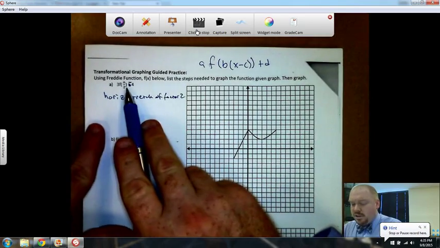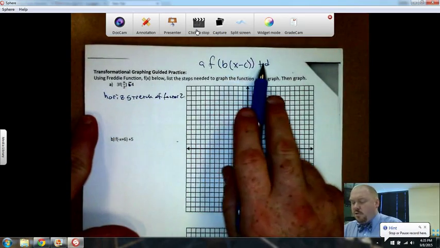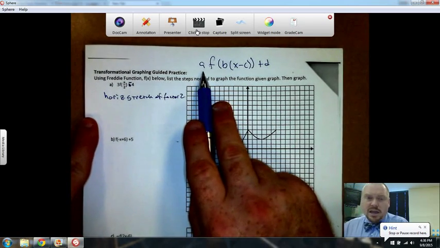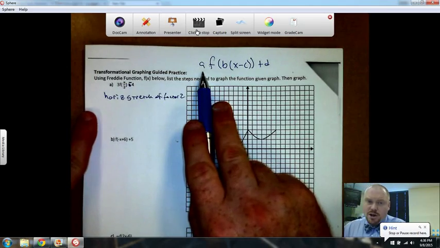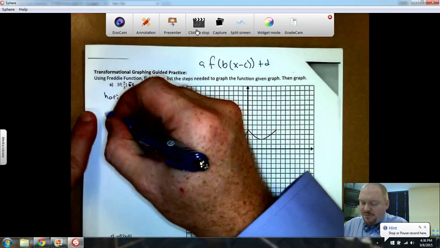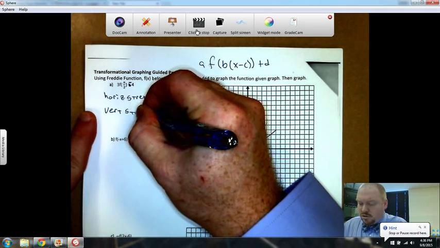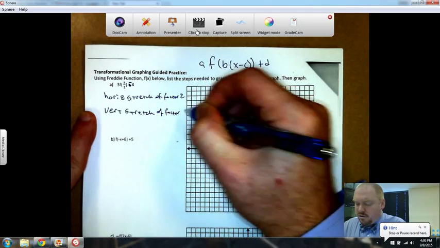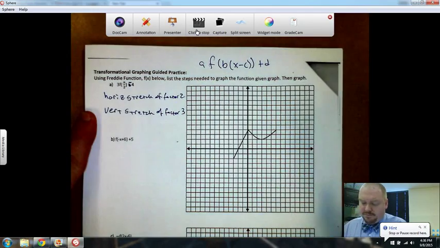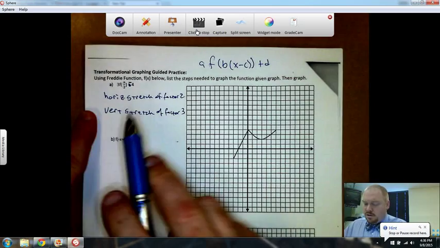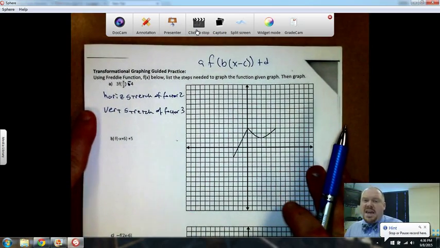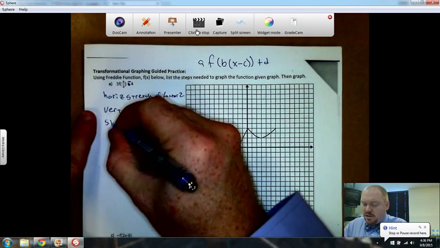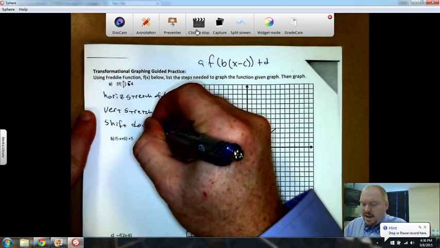Okay, there's nothing being added or subtracted, so now I'm going to go to the front, A. Remember this controls a vertical stretch or compression. Well, that's bigger than 1, so that's going to be a vertical stretch of factor 3. And now I'm going to take care of what's being added or subtracted to the graph. So this is minus 4, so this is a shift down 4.